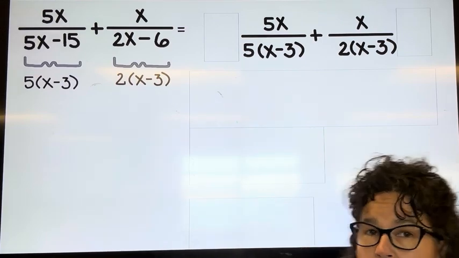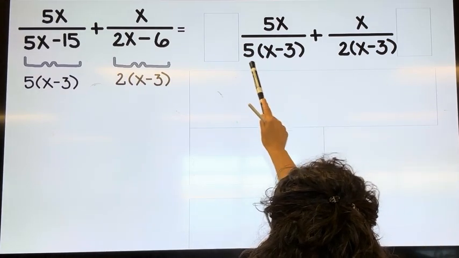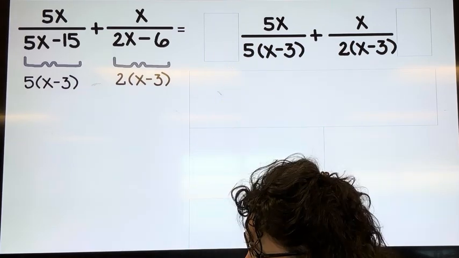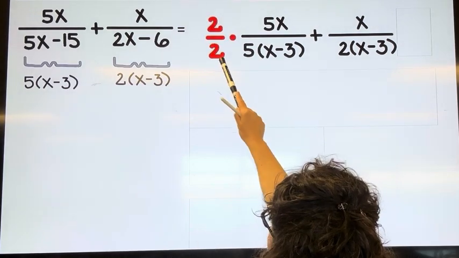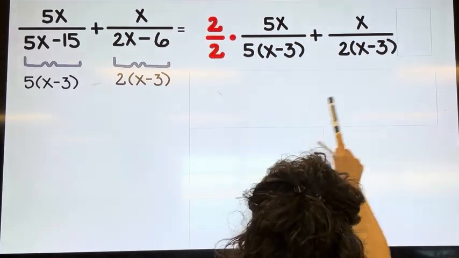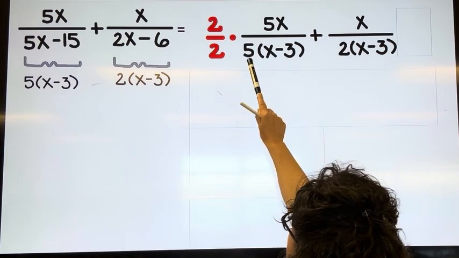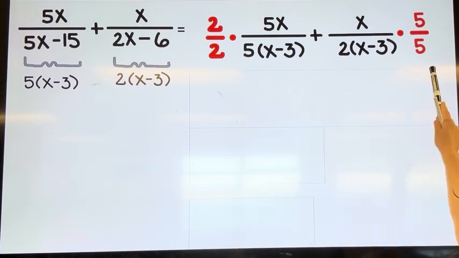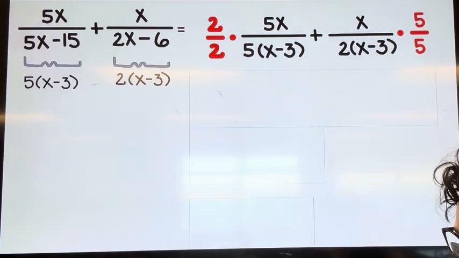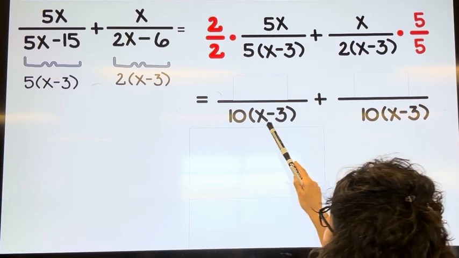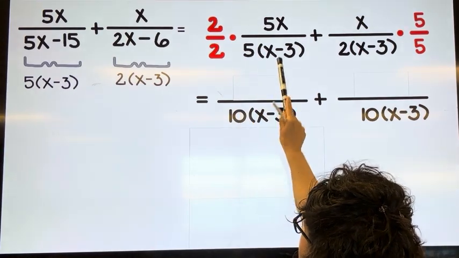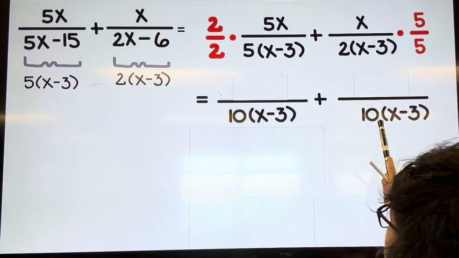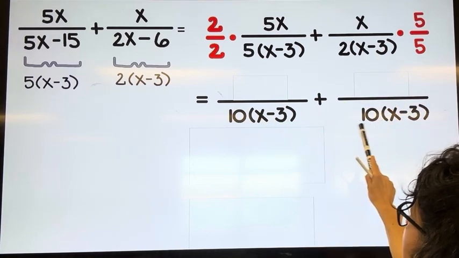Okay, then I just need to think, well, I need them to be the same. This denominator doesn't have a 2, so this denominator is going to need a 2, but what I do to the bottom, I do to the top. This denominator doesn't have a 5, so it needs a 5. What I do to the bottom, I do to the top. So my denominators, 2 times 5 times x minus 3, is 10 times x minus 3. We have our common denominators.